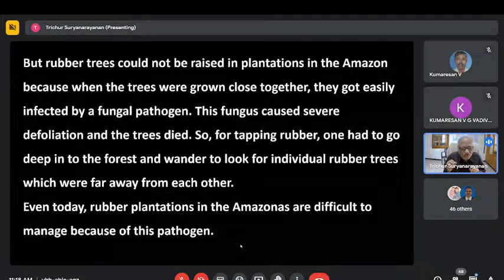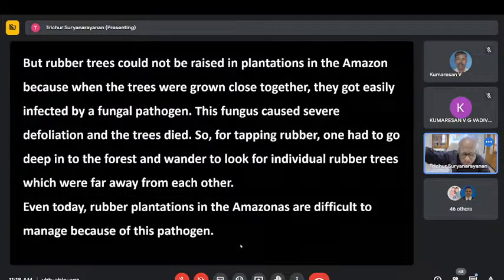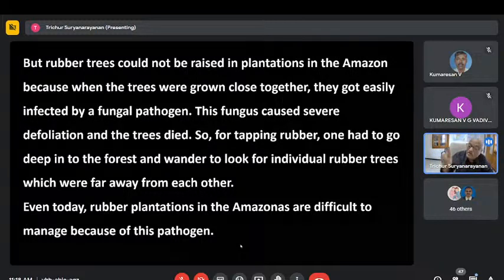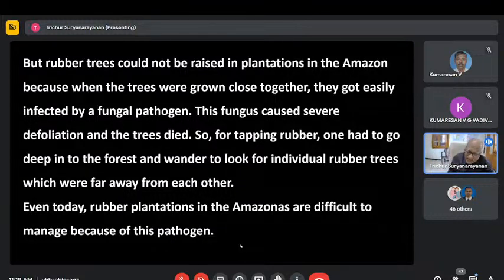So that means to get rubber, they had to go into the forest and choose a rubber tree. Wherever a rubber tree was growing, just have a look at it. If it is infected, don't use it, go somewhere else. See a healthy tree and then tap it, because the trees were separated from each other.